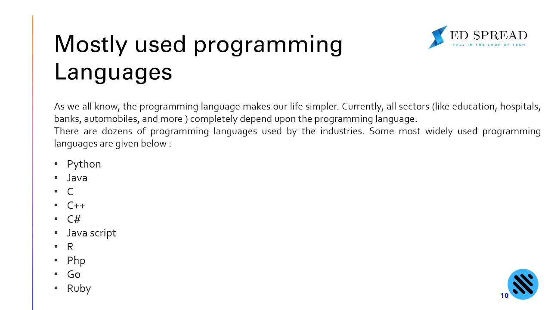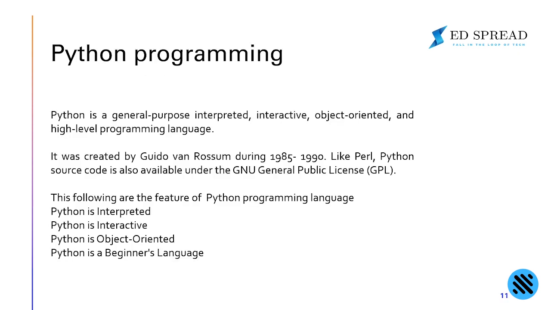So these are the different types of programming languages: Python, Java, C++, and we are having Ruby here. We are having PHP and R language, right? So these are the different types of programming languages. So let us see what is Python programming now. Since our course is Python, let us see what is Python programming.